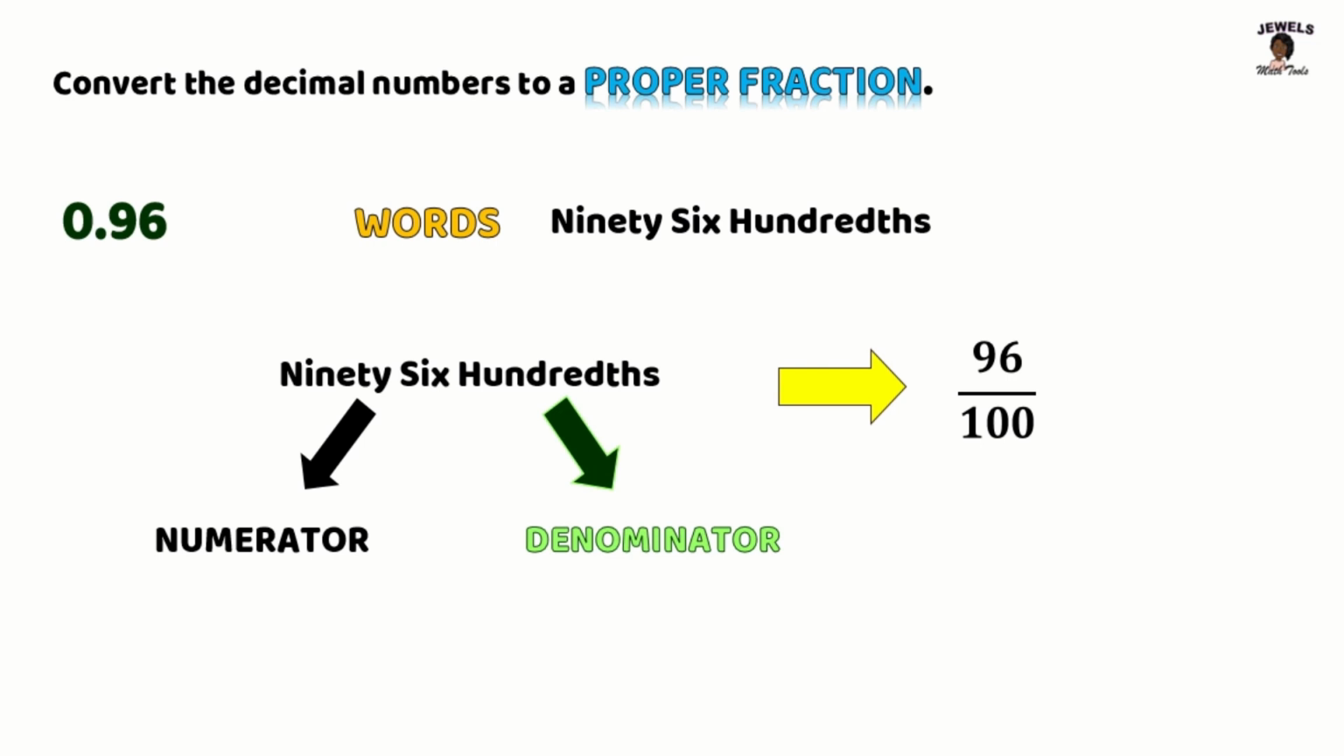And our fraction 96 hundredths can be reduced because they have a common factor of 2. I can simplify my fraction by dividing it by 2. So 96 and 100 when divided by 2 will equal 24 25ths. So my decimal number 96 hundredths as a fraction is 24 25ths.